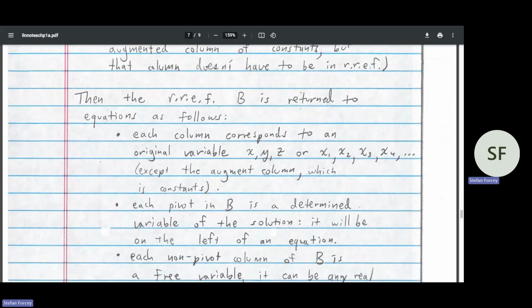So then once you get it in reduced row echelon form, with the augmented column on it, you return it to equations, basically by the same process as you made it in the first place. Each column corresponds to an original variable. Could be x, y, z, or it could be x1, x2, x3, x4, and so on. The augmented column is still constants.